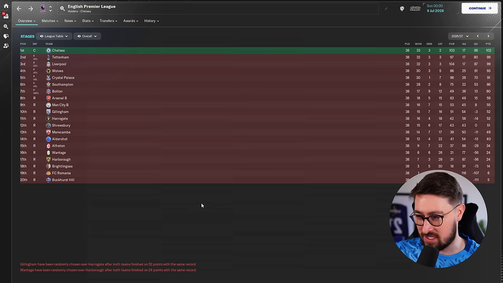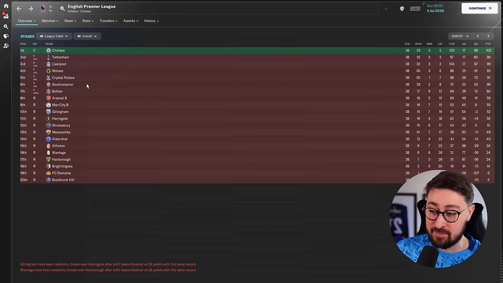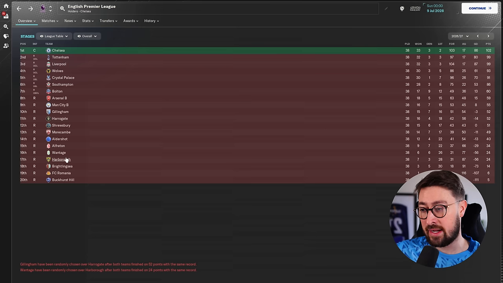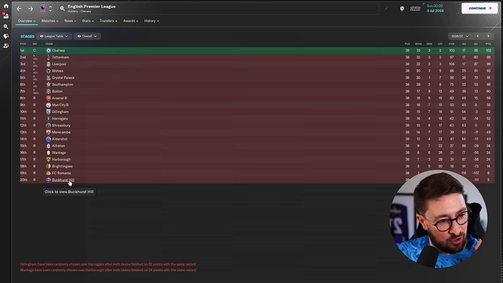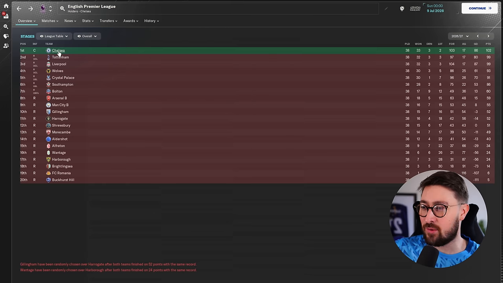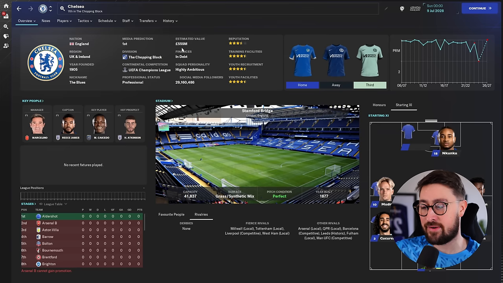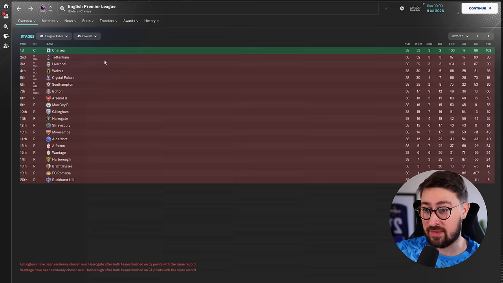Somehow, they've managed to rise to the top of this against such powerhouses as Harborough and Alfreton and Buckhurst Hill, who I say their name wrong every single time. Chelsea have won the league. They are champions. They've got £559 million in the bank, but are also in debt and now find themselves somehow in the chopping block. I mean, yeah, because everyone gets relegated, don't they? Outrageous, the way that this league has worked.